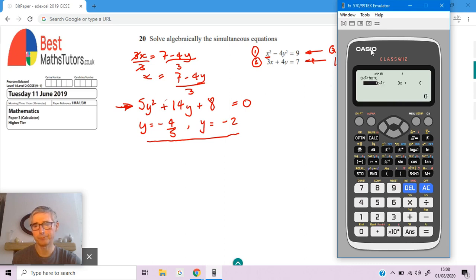So we select 2 there, and then what we would do is we need to then input the values for A, B, and C, which in our case, A is 5, B is 14, and C is 8.